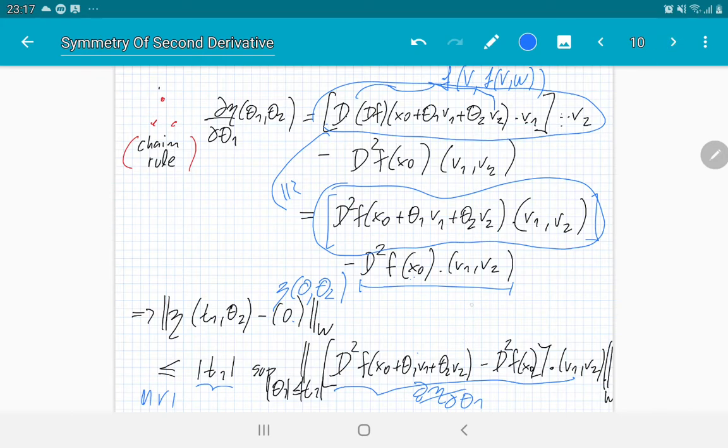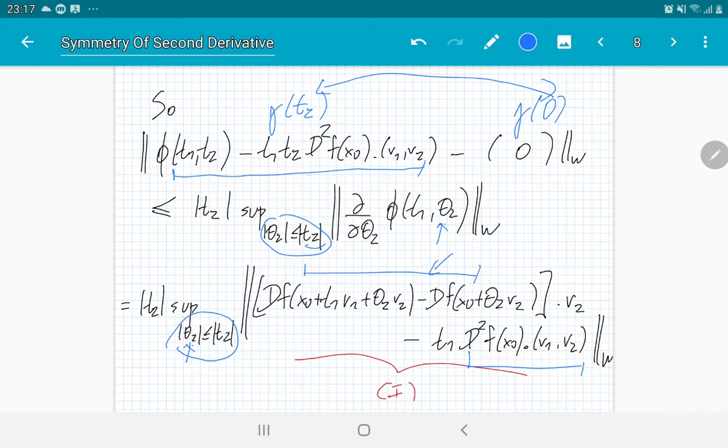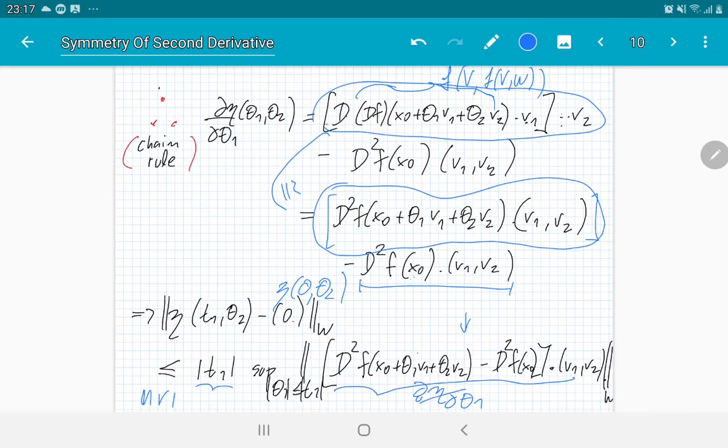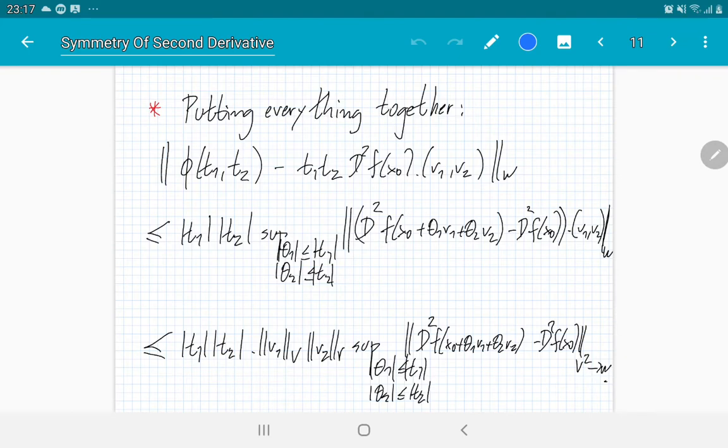But remember, we're interested in the sup of this expression when theta 2 is less than t2 in absolute value. Remember that we're interested in this bound for this guy, and the bound we got is this expression here. So this thing that showed up here, I can finally see, would be eta of t1, theta 2. And luckily, that's precisely what we just bounded over here. Eta of t1, theta 2 is less than or equal to this. So I can put everything together. And if you do it carefully, you get exactly what I have here. You get phi of t1, t2 minus t1 t2 times the second derivative of f at x naught applied to v1, v2. Well, that's less than t1 t2 times the sup over theta 1, theta 2. And then you get this expression: the difference of bilinear transformations applied to v1, v2.